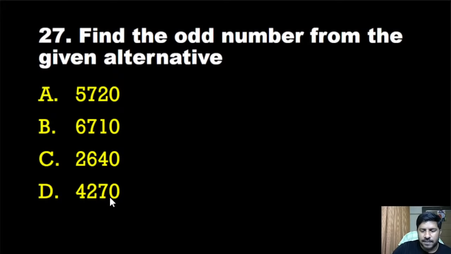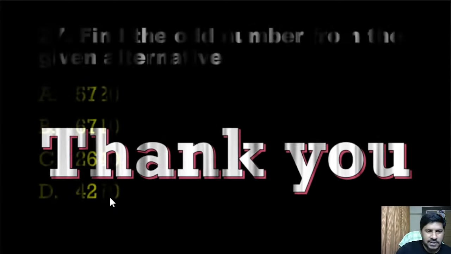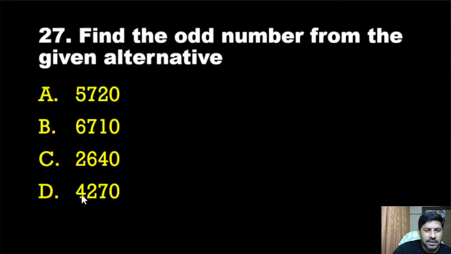In the last option, the first number is 4 and the third number is 7. 4 plus 7 is 11. But here the middle number is 2. So this is the odd number here. So the correct answer is option D, 4270, because there is no relation with the numbers.